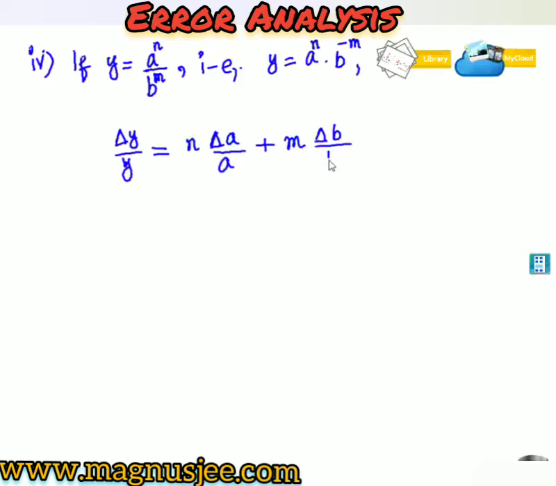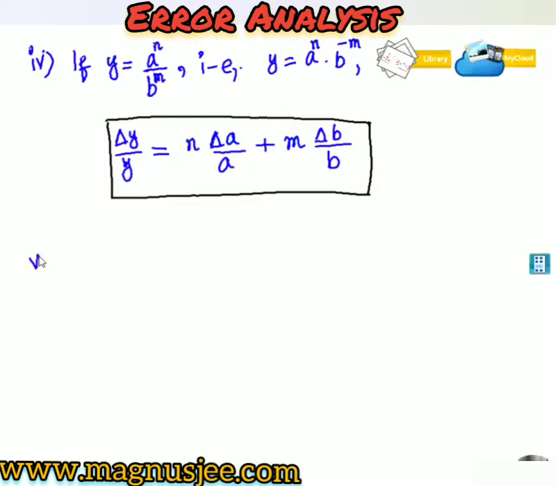Though the power of b is negative, that is minus m, here we have to consider plus m delta b by b. Here we cannot write minus m delta b by b. So it should be n delta a by a plus m delta b by b, which will be equal to delta y by y.